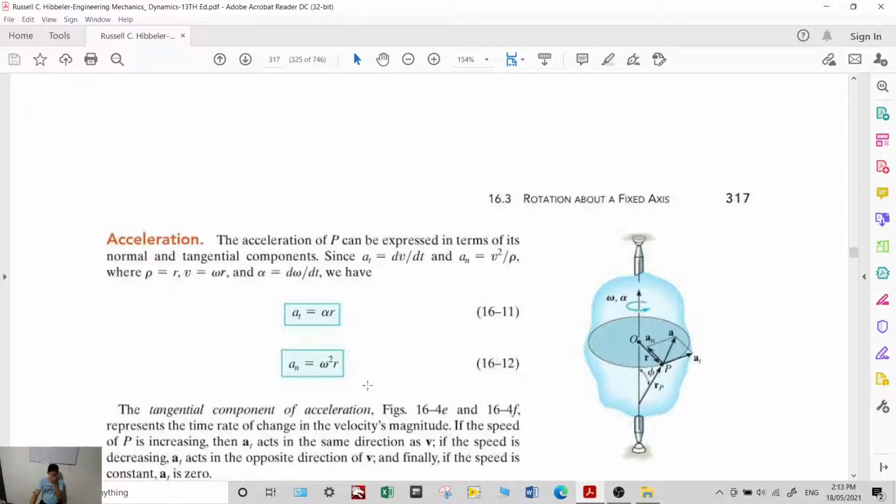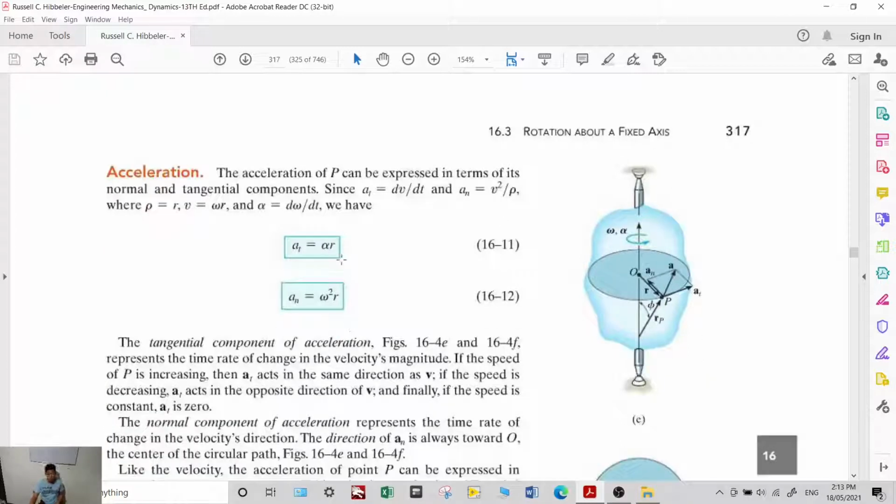So, mahimo rang v squared over rho. So, kung square nimo ni, mahimo ning omega squared r squared divided by r. So, mahimo ning omega squared r ang normal acceleration. So, these are the tangential and normal acceleration. May mga magnitude nila.